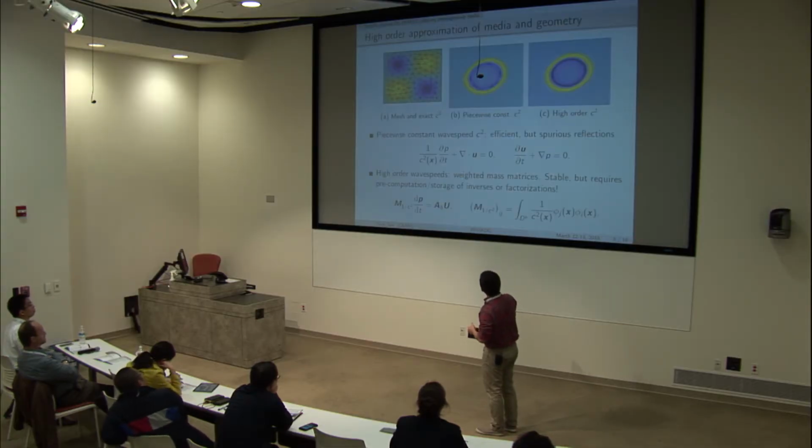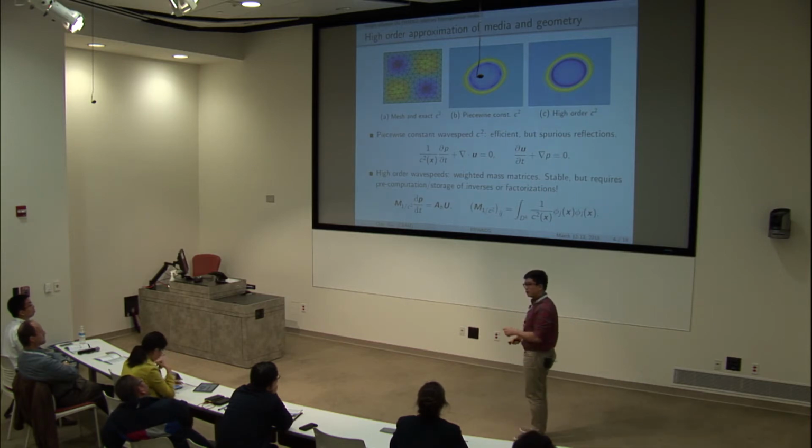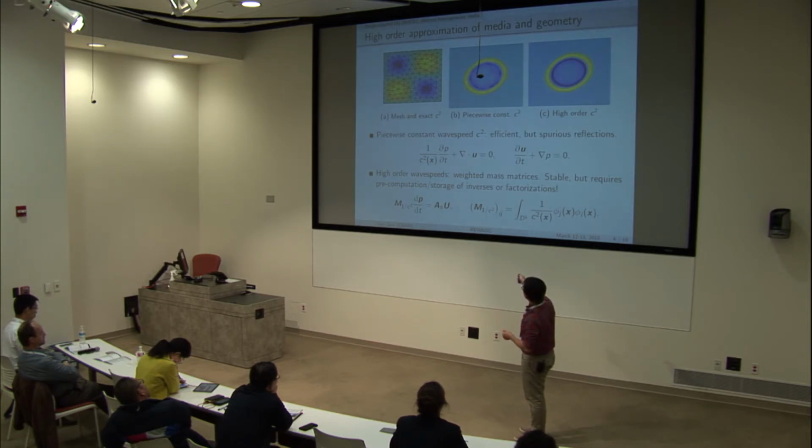OK, so I'm just going to consider the acoustic wave equation right here. I have some wave speed c squared, varying spatially over the mesh. And if I was to just overlay the mesh here, if I approximate this wave speed by a piecewise constant over every single element, and I release a little Gaussian pulse at the middle, then I get this solution.